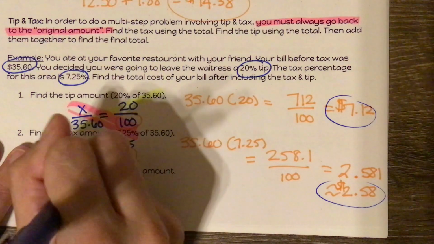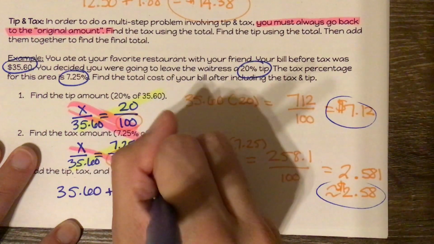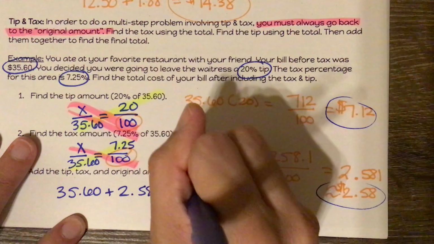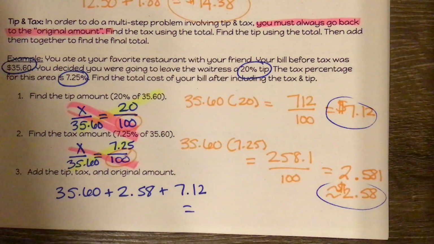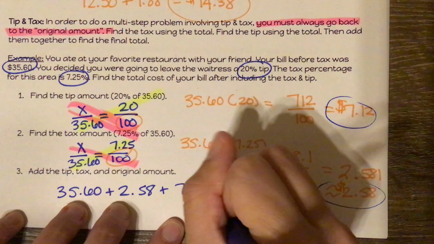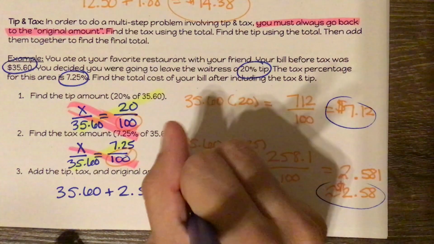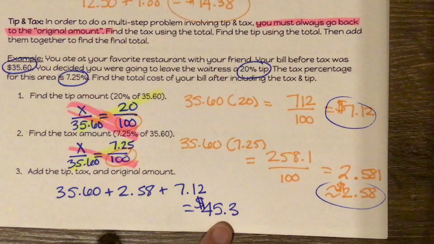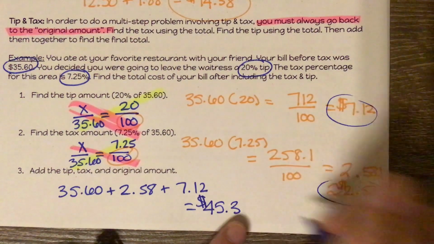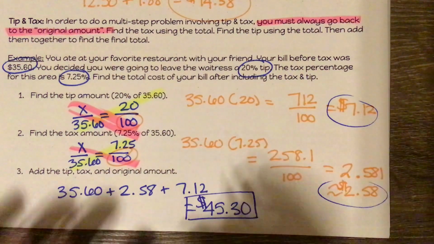the original amount. So $35.60 plus our tax of $2.58 plus our tip of $7.12, which is going to give us a total amount of 45.3. Since we are talking about money, we don't say I have $45.3. No, it's $45.30. So add in that 0 afterwards.